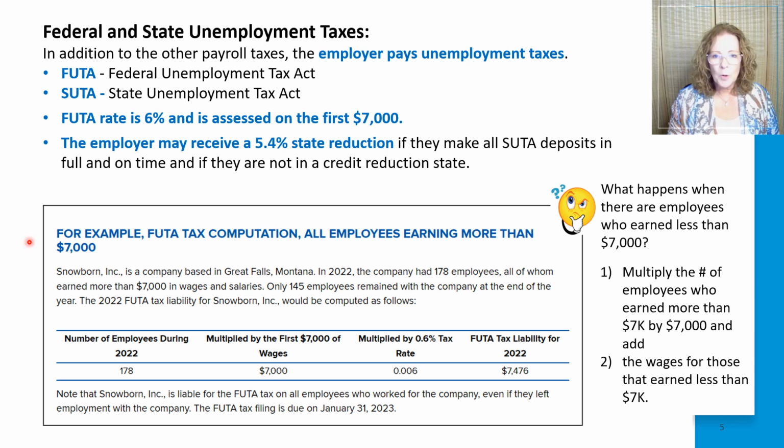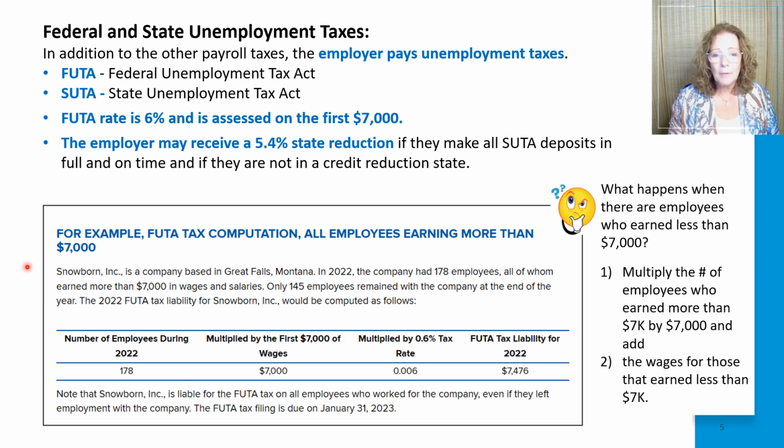Here's an example. Snowborn Inc., a company based in Great Falls, Montana, employs 178 workers, all of whom earn more than $7,000. By the end of the year, only 145 employees remained with the company. How do we calculate this tax liability? Since all employees earn more than the $7,000 threshold, we don't need to consider their individual earnings. Only the first $7,000 is subject to unemployment taxes. The number of employees who left the company doesn't matter. Taxes apply to all employees.